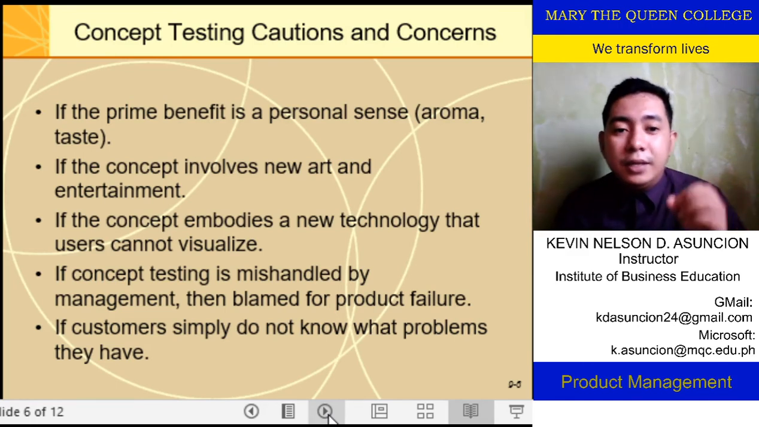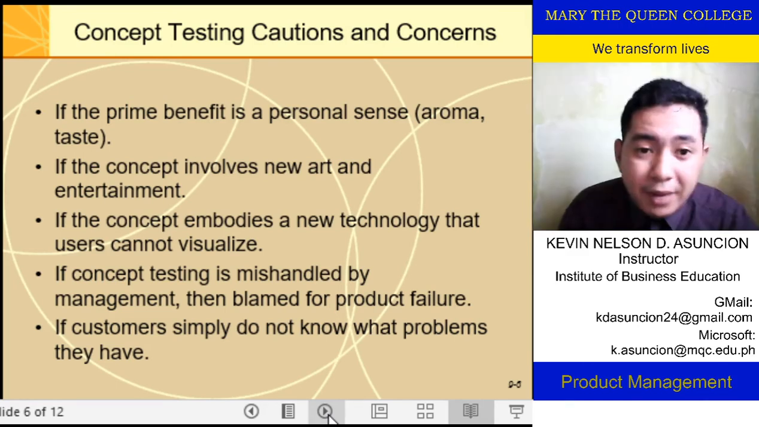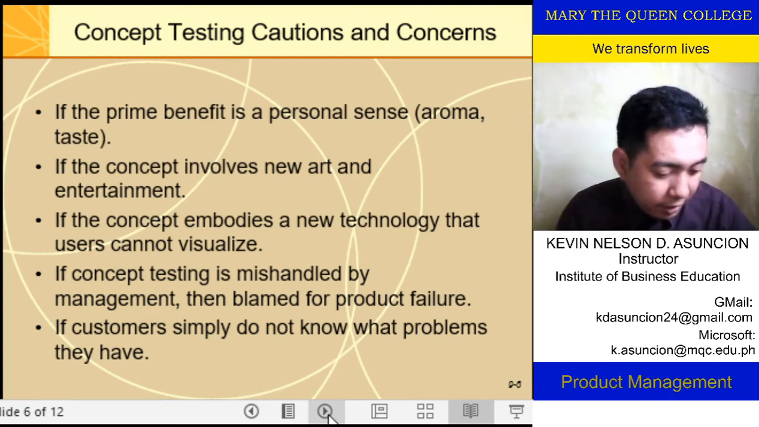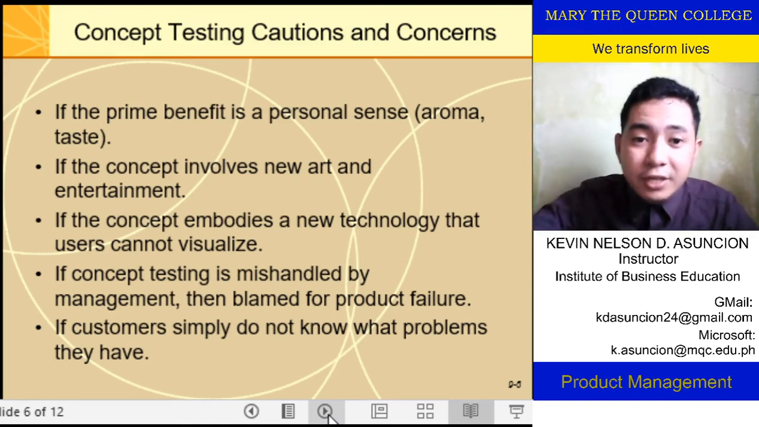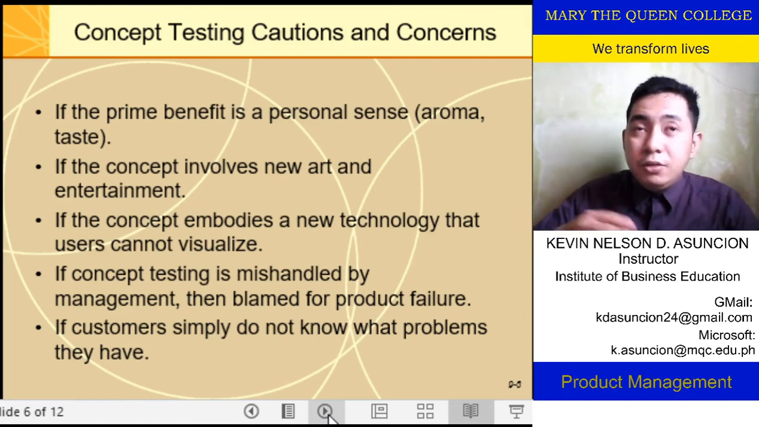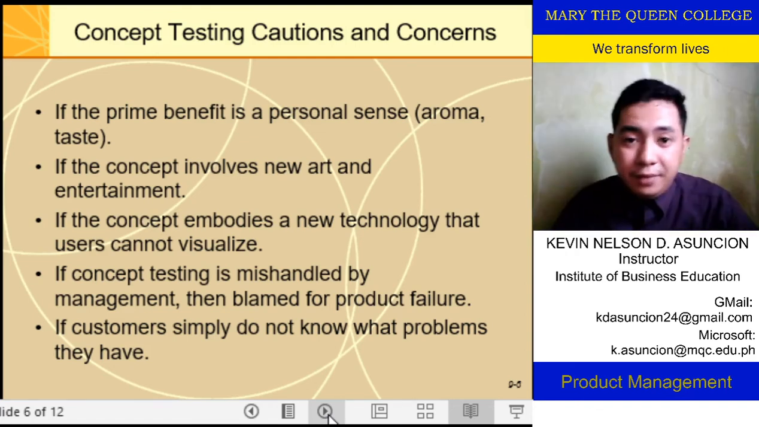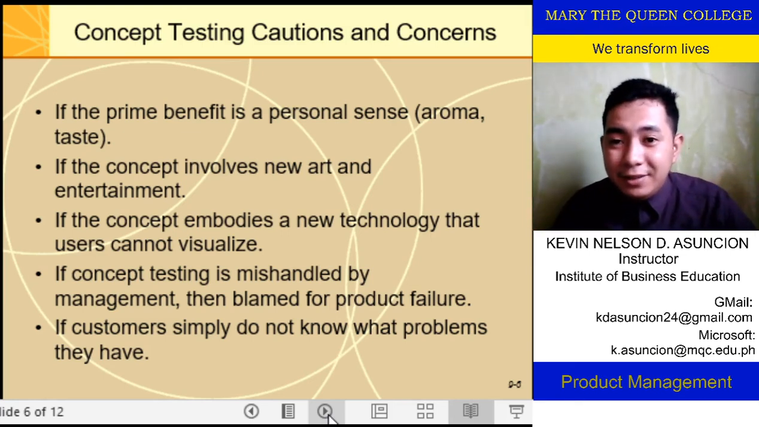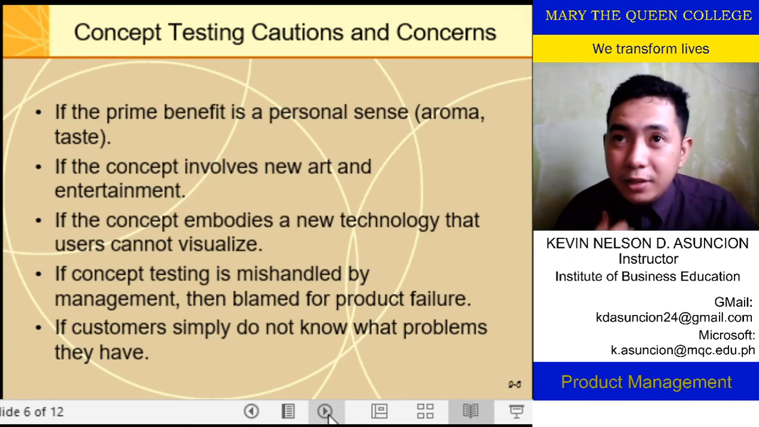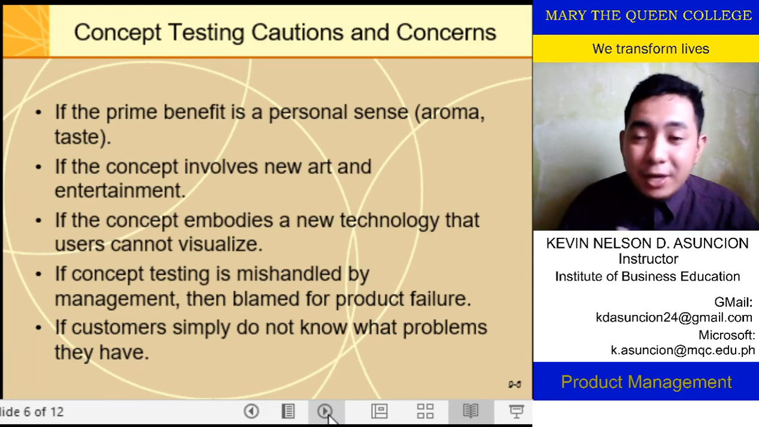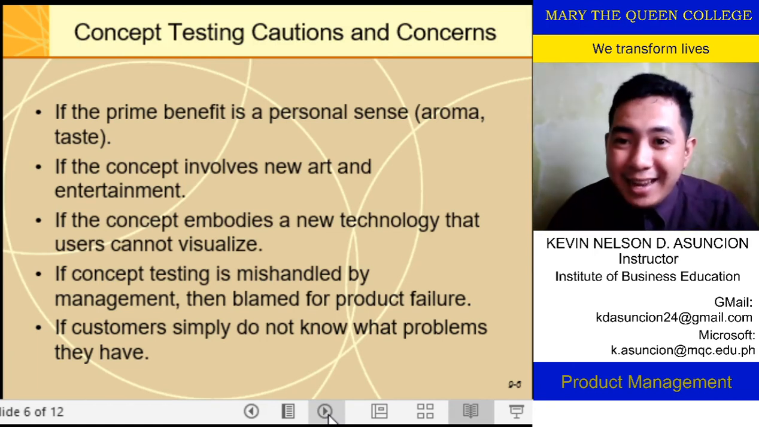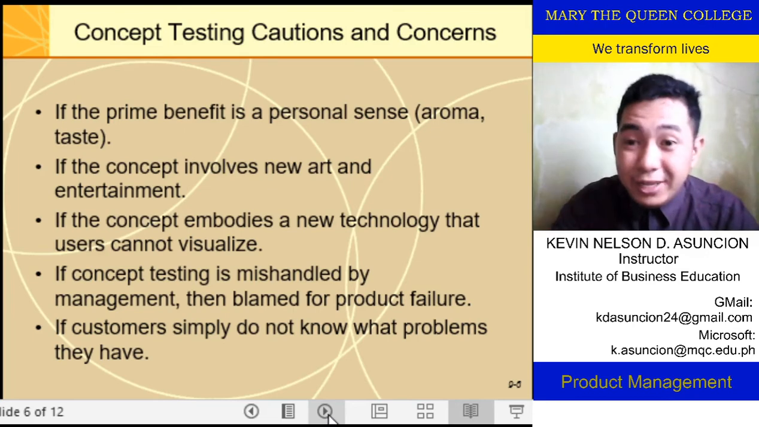No? If the concept testing is mishandled by management, then blame for product failure. So you need to be cautious also about this. It's within the internals of the organization. No? So you need to review yung concept testing. And then if customers simply do not know what problems they have, that is why we go back to the past lesson, yung determining yung frequency and also the weight of the problem na ina-address mo. Okay? So we need to go back there.